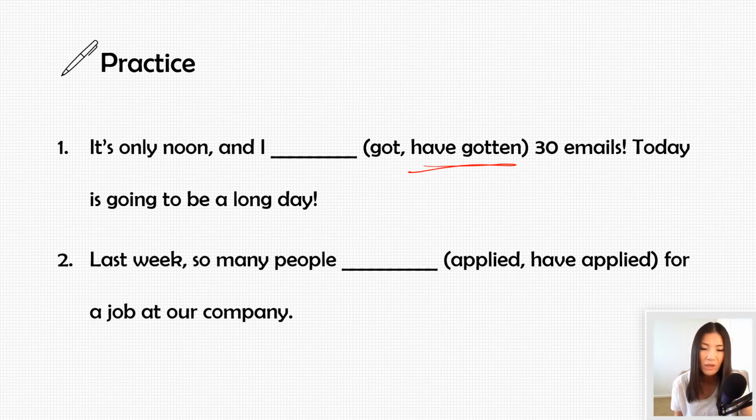Number 2, last week so many people applied for a job at our company. Last week is a mention of time, so definitely we're going to use simple past, but also people cannot apply for a job at our company last week anymore, so I'm going to use simple past.